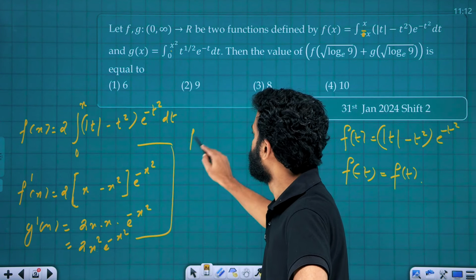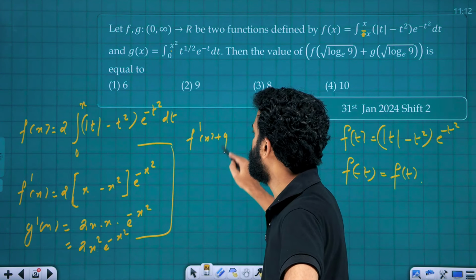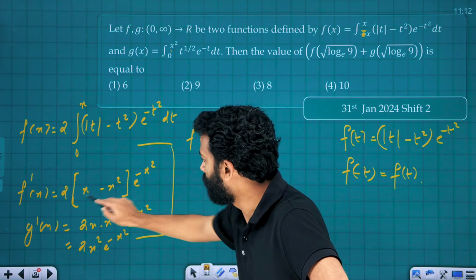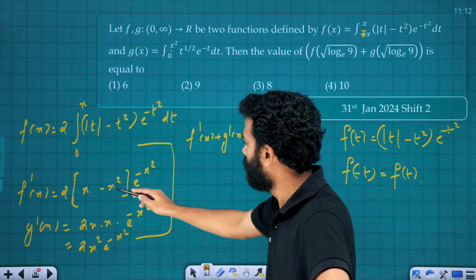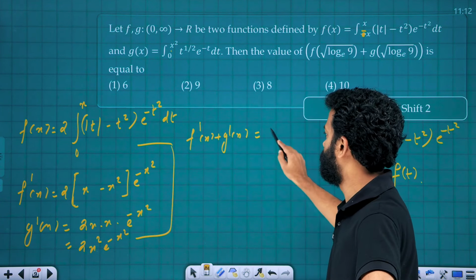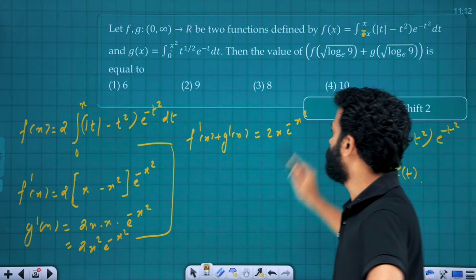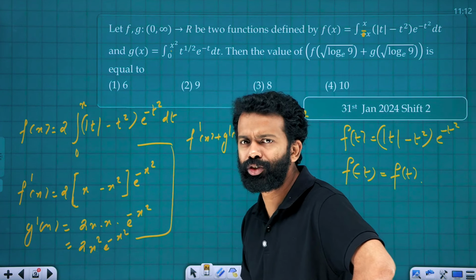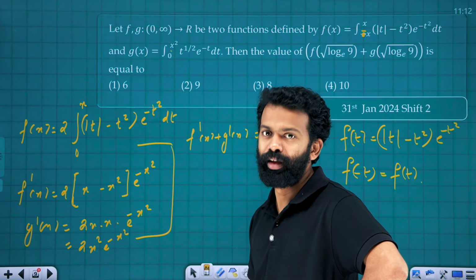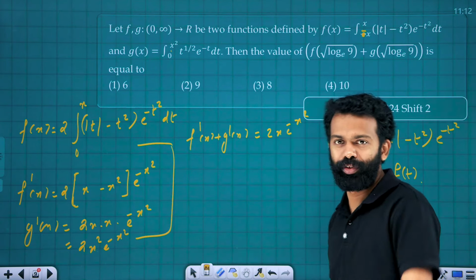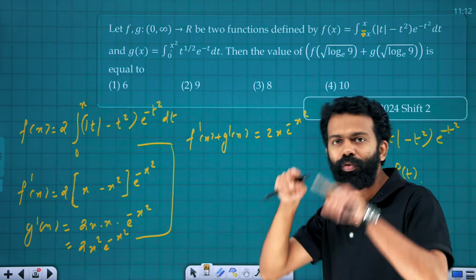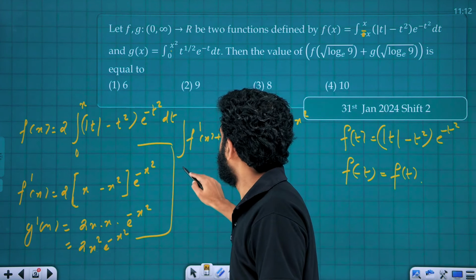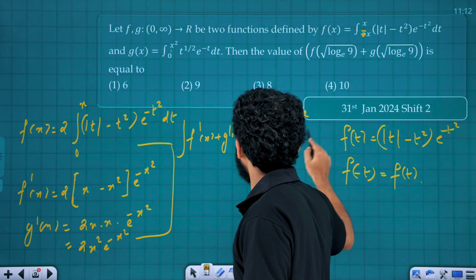Therefore, if you add f dash of x plus g dash of x, after cancelling out 2x square e raised to minus x square and minus 2x square e raised to minus x square, it will be 2x e raised to minus x square, which is left. So what should you do from here? You need to find f of x and g of x, right? Their derivatives are over here. So just integrate, that is, integrate dx, and here also with respect to dx.